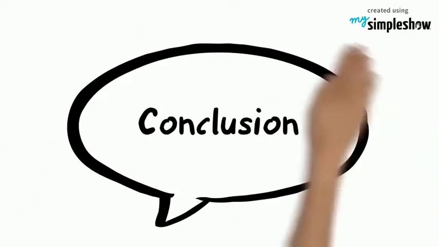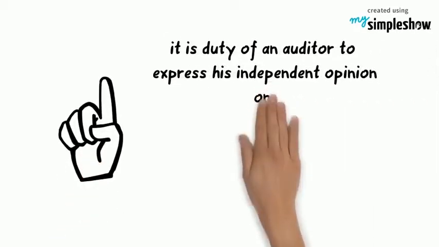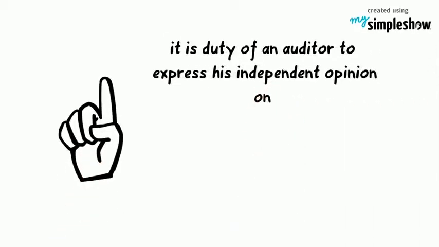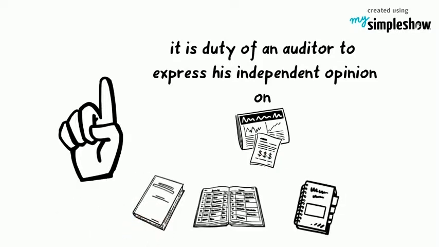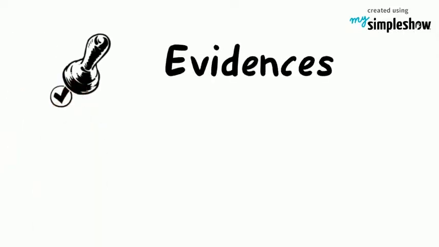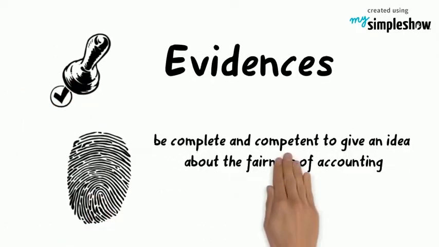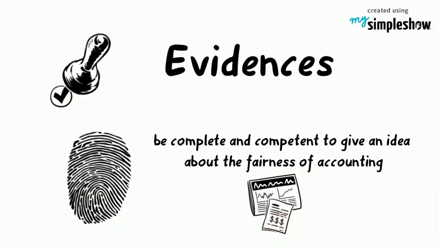Conclusion. In conclusion, audit evidence is important because it is the duty of an auditor to express his independent opinion on the financial statements furnished to him. The data produced by the accounting system alone, for example journals, ledgers, manuals and worksheets, are not sufficient to base his opinion. The auditor should, therefore, gather all valid evidence and verify it. The evidence should also be complete and competent to give an idea about the fairness of the accounting data.